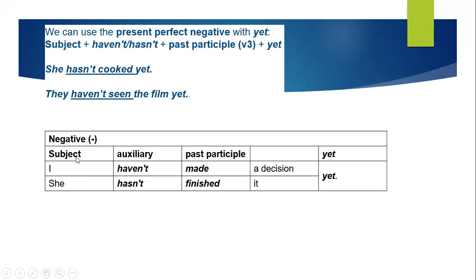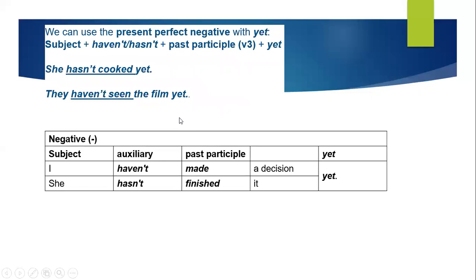Here we have another example. I haven't made a discussion yet. What is the meaning of discussion? The session, sorry. Yes, yet. She hasn't finished it yet, okay? So, I haven't made a discussion yet, and she hasn't finished it. Here we use I with have, we with the plural, she with singular. With singular we use has not. For plural we use have not.